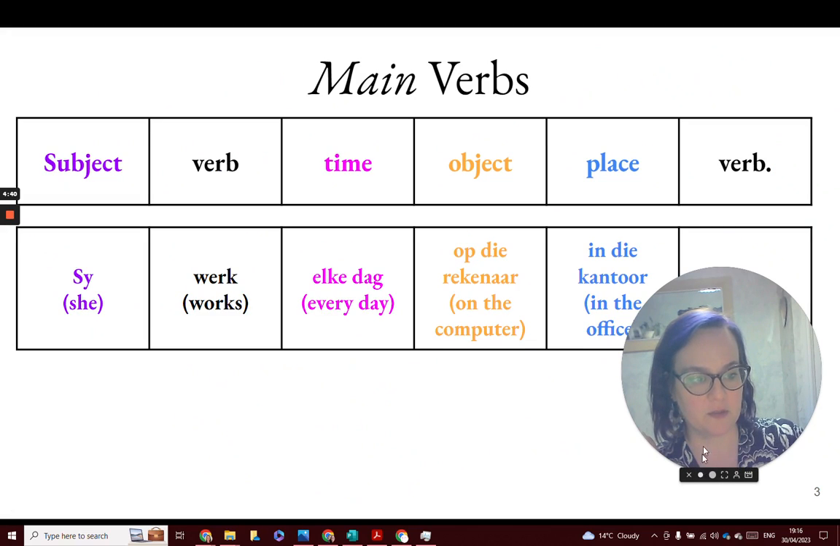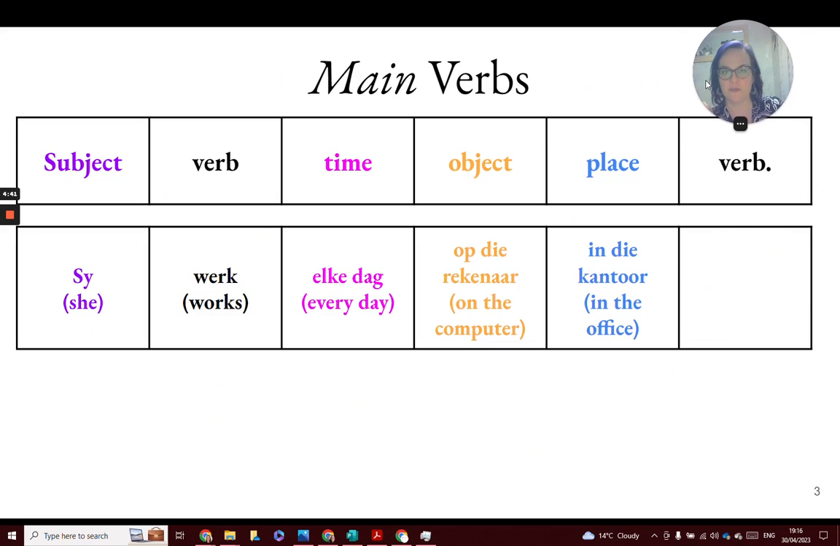Het and s. So let's look at examples of the main verb. I'm just going to make myself a bit smaller. Okay, so there we go. Main verb, you have your STOMPi at the top there. Can you see I have omitted manner and infinitive? Don't worry about that yet. That will come with time. So subject, sy, she, werk, works, elke dag, every day, op die rekenaar, on the computer, in die kantoor, in the office.